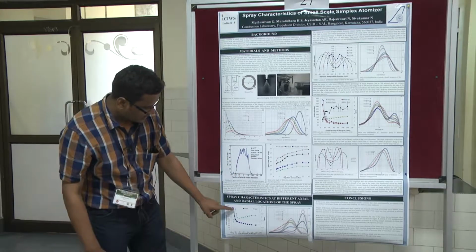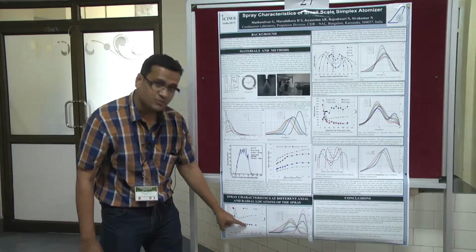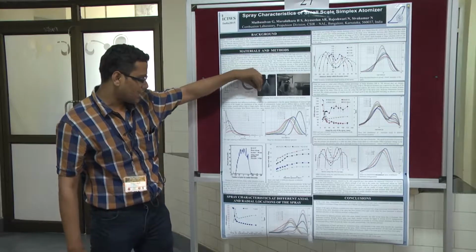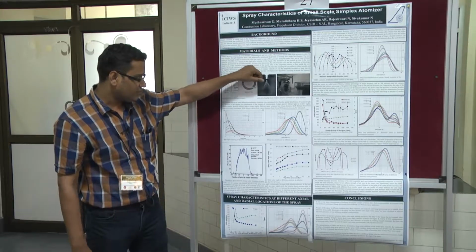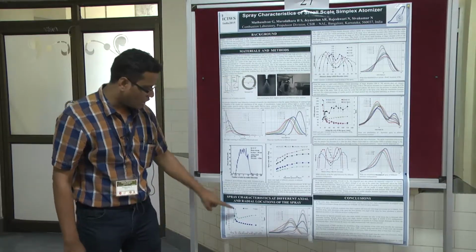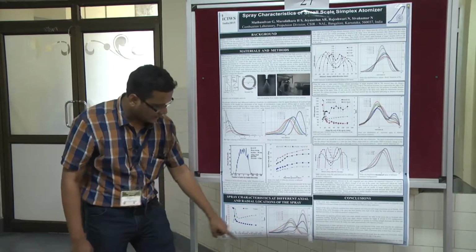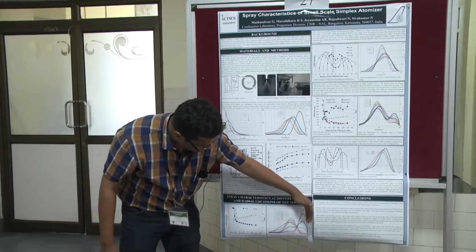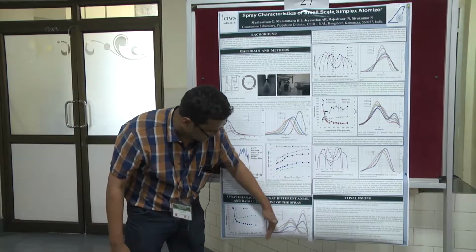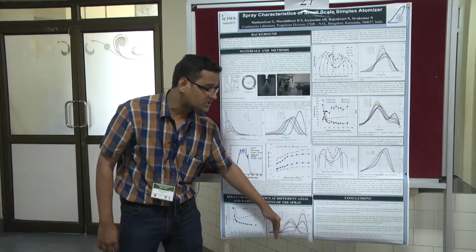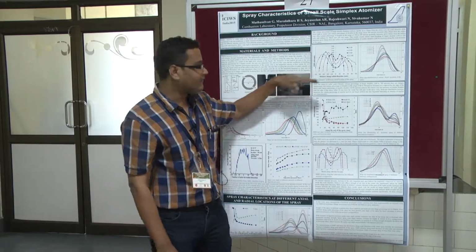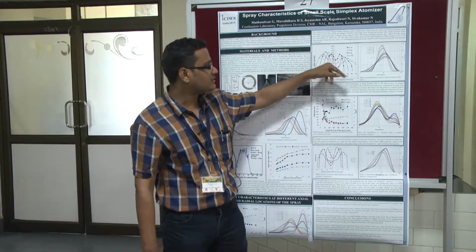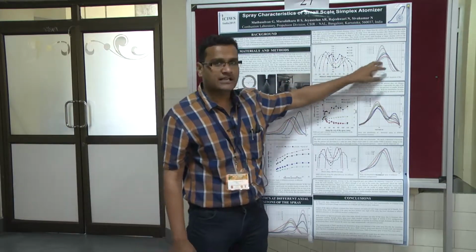And this is the SMD distribution along the axis of the spray. When the droplets are traveling along the axial direction, they break up further and further, which contributes to smaller droplets. And here it shows the drop size distribution curve. The distribution curve shifts from the left to right, which signifies the improved atomization quality. And these are at different radial distances. How the distribution curves change is explained here.